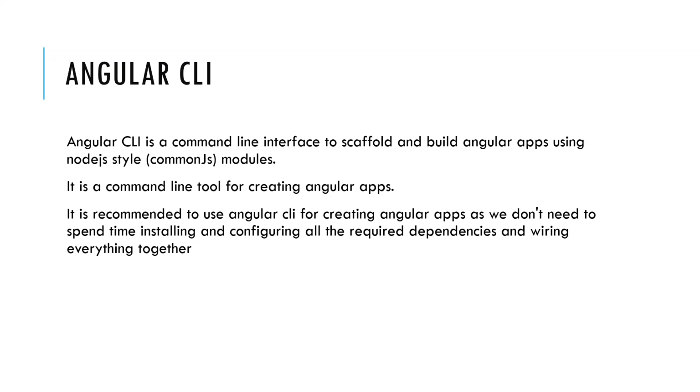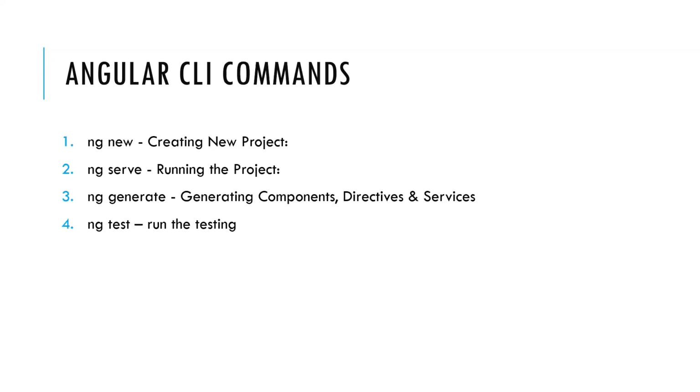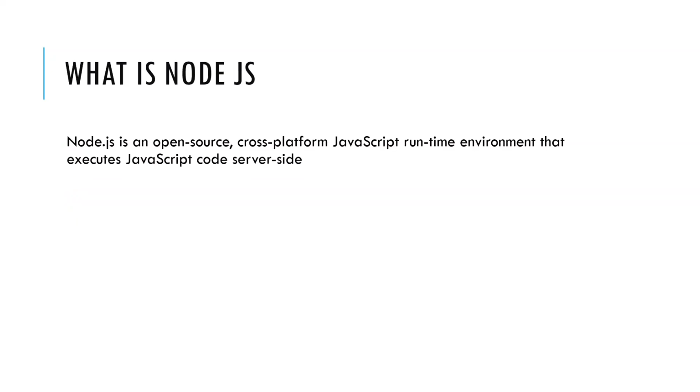So what exactly is the CLI? The Angular CLI is a command line interface to scaffold and build Angular applications using the Node.js style. It is a command line tool for creating Angular applications. So what are the Angular CLI commands? ng new for creating a new project, ng serve for running the project, ng generate for generating components, directives and services, ng test for running the tests.